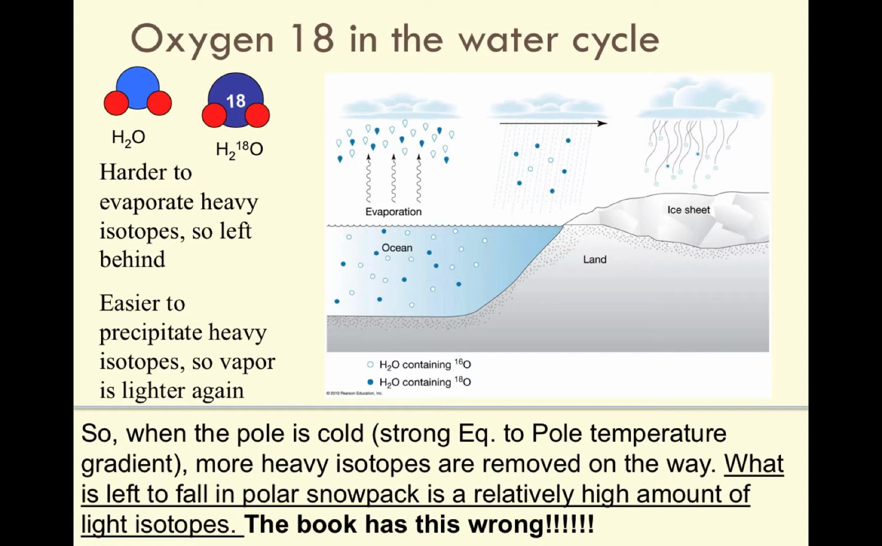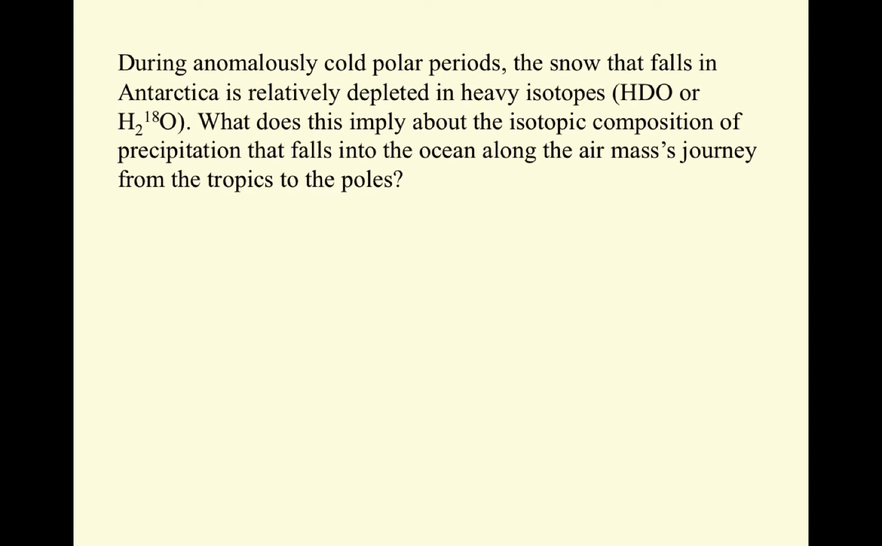On a relatively warm year in the poles, where the equator to pole temperature gradient is reduced, not as much condensation from A to B, doesn't remove as much heavy isotopes. So on a warm polar year, you have a relatively higher amount of heavy isotopes, and on a cold polar year, less heavy isotopes in the snowpack. So during anomalously cold polar periods, the snow that falls in Antarctica is relatively depleted in those heavy isotopes. You can either consider depleted in HDO, which is a heavy isotope, or H2O18, which is another heavy isotope, in comparison to just simple H2O.